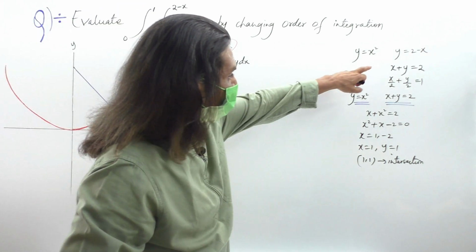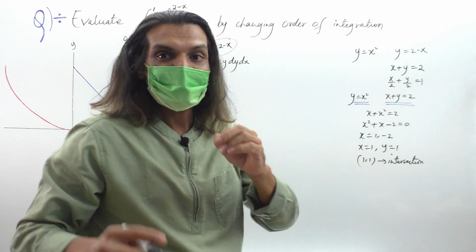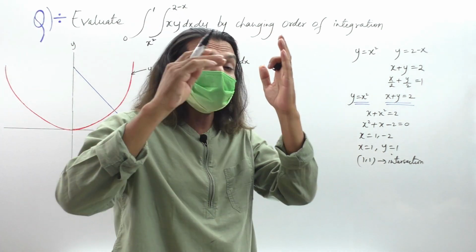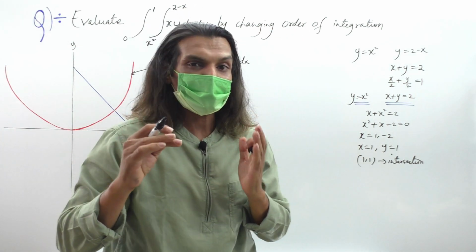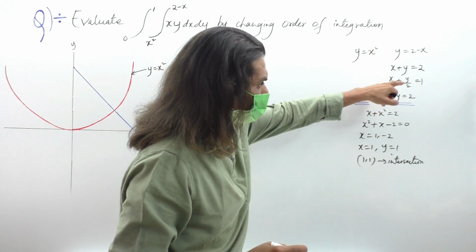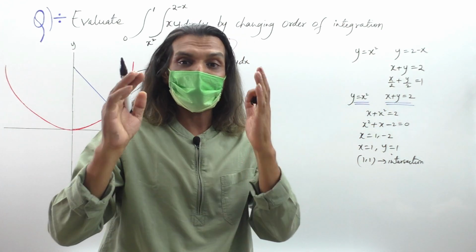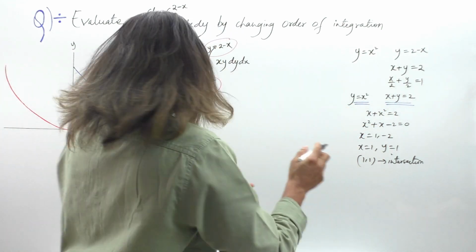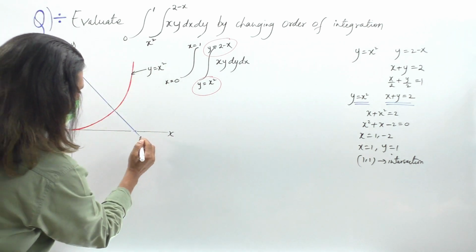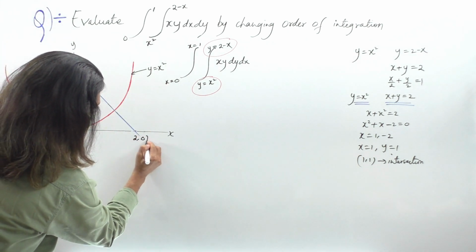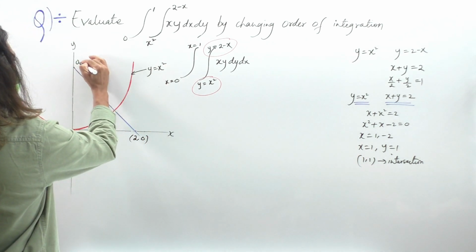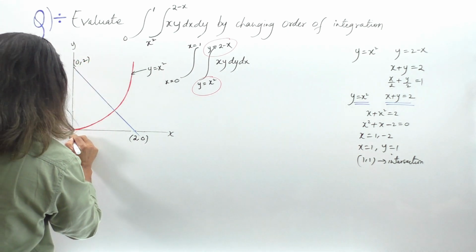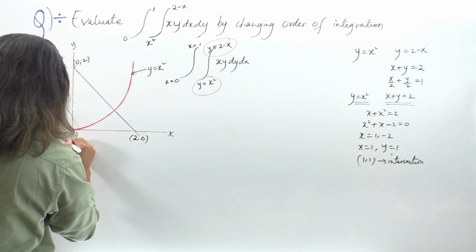Next comes x plus y is equal to 2. That is the intercept form, x by a plus y by b is equal to 1. So x by 2 plus y by 2 is equal to 1 is the equation of the graph, nothing but the intercept form. So this is an intercept line. The intercepts are 2 comma 0 and 0 comma 2, and the origin is 0 comma 0.